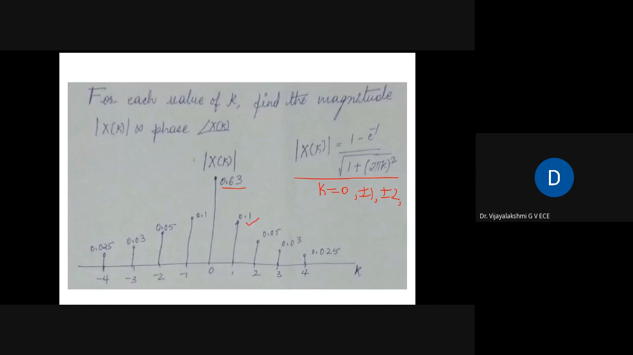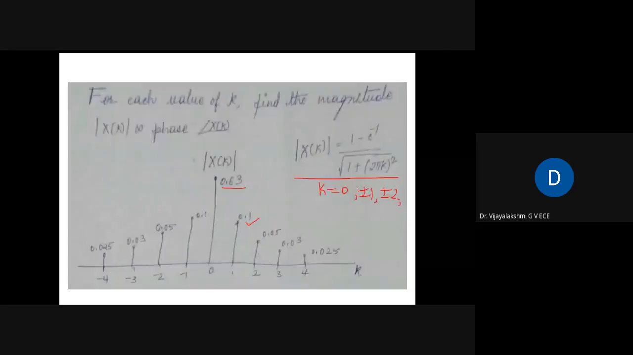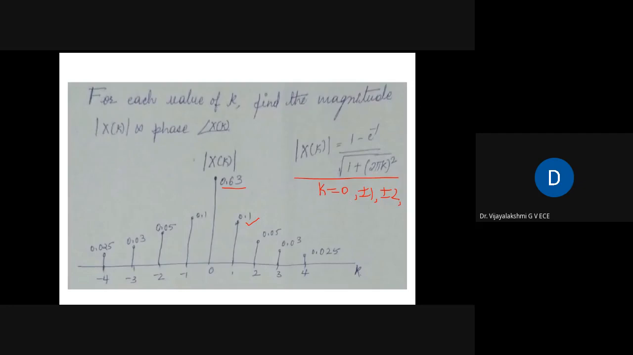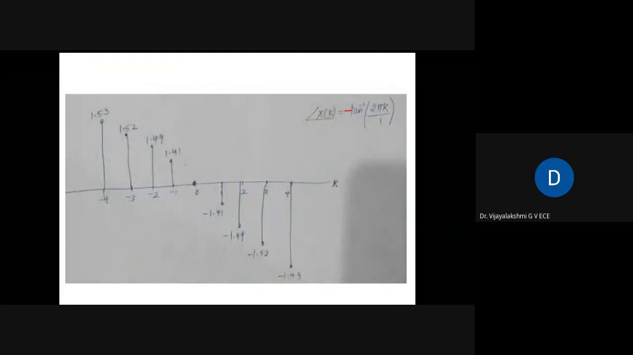Similarly, phase also. Phase for a given complex quantity, how do you calculate the phase? Tan inverse of b by a. So here, since it is in the denominator, the complex quantity, that's why we have taken minus tan inverse of b by a. So what is b? 2 pi k divided by 1. Yeah, 2 pi k divided by 1.